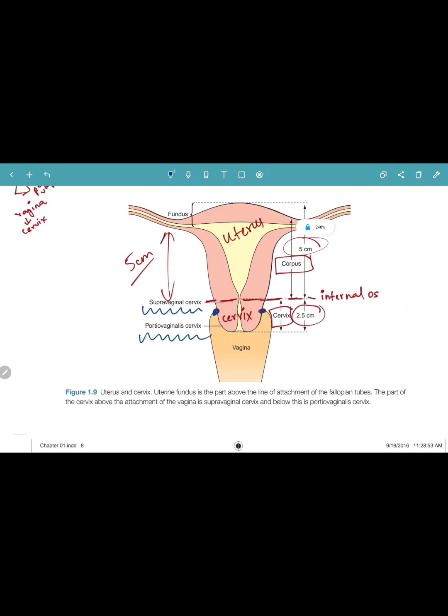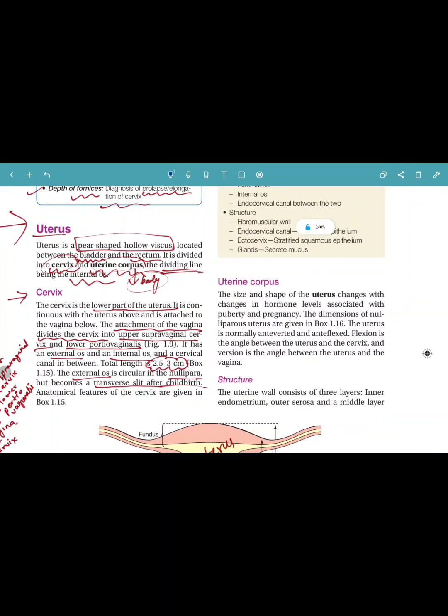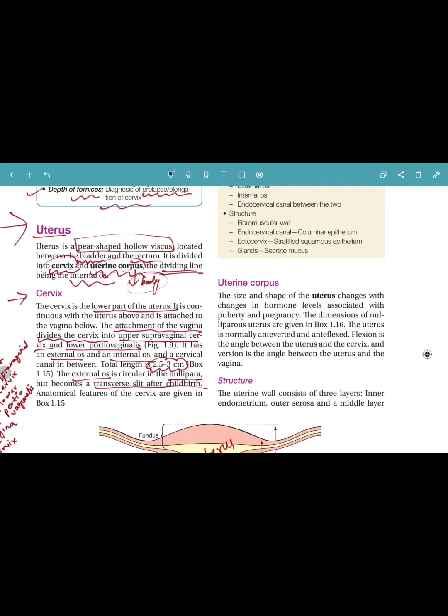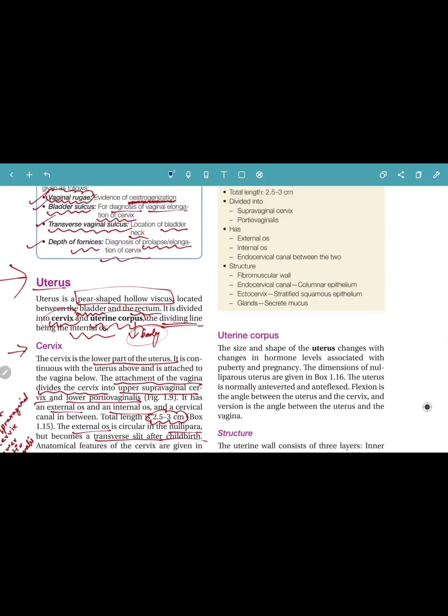So the uterine fundus is the part above the line of attachment of the fallopian tubes. The part of the cervix above the attachment of the vagina is the supravaginal cervix, and below is the portio vaginalis cervix. Remember, the total length is half of the uterine corpus, that is 2.5 centimeters. Generally in nullipara, the external os is circular. After childbirth, it becomes like a transverse slit.